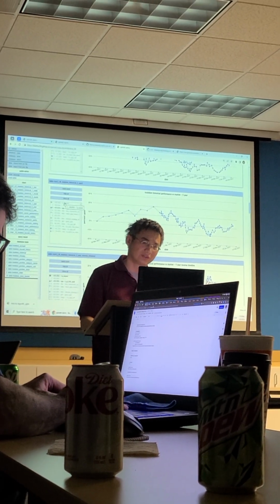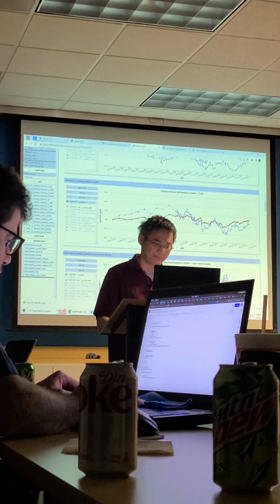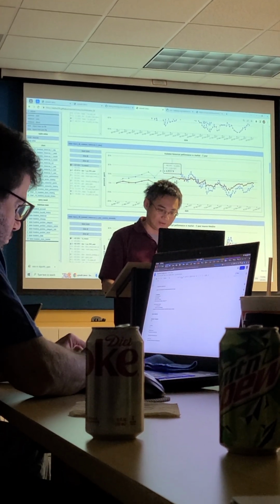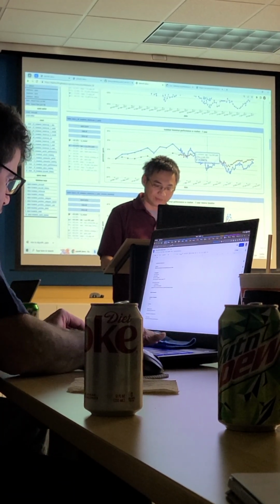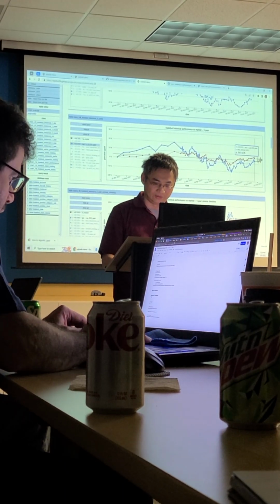And now I'm going to overlay my bot, so you see how it performs. So this is the bot. When SPY goes up, the bot also goes up, but not as much. And when SPY goes down, the bot also goes down, but not as much.